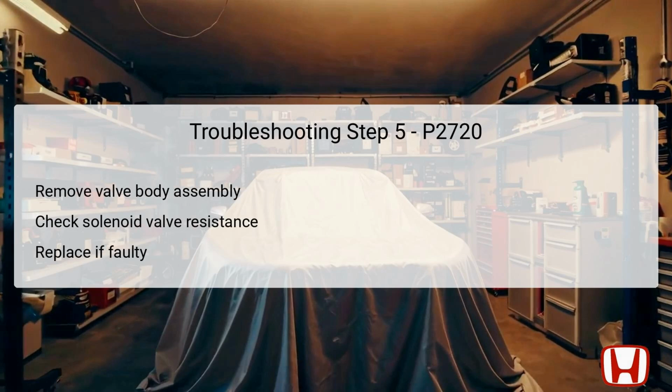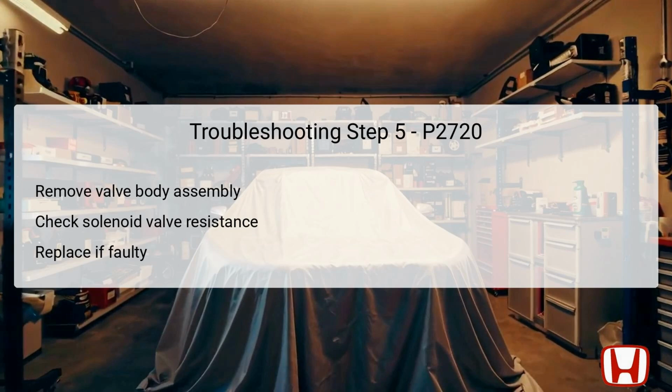The fifth step in troubleshooting DTC P2720 involves examining the internal resistance of the CVT lockup clutch control solenoid valve. To begin, safely remove the valve body assembly from the vehicle. Disconnect the solenoid valve's 2P connector to facilitate resistance testing. Additionally, ensure the vehicle is in off lock mode during this process.